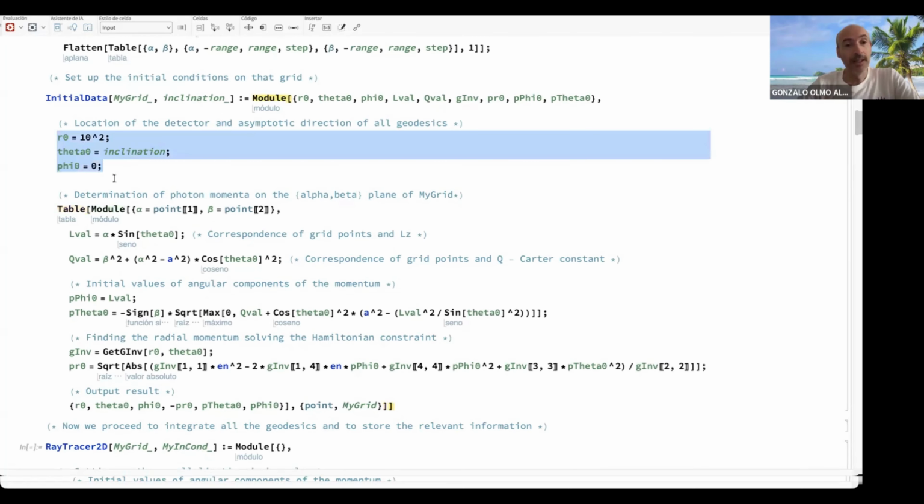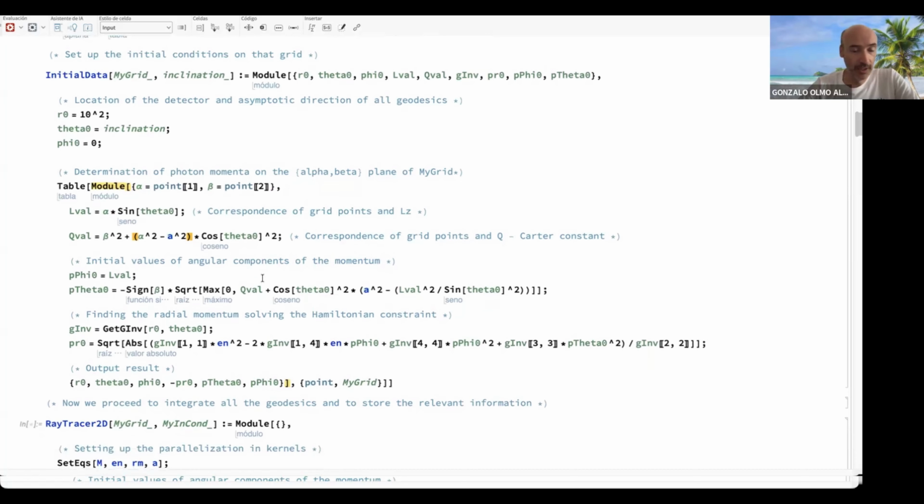So we have this initial data for all the spatial part of the grid points, and now we need the momenta, okay? Since we have the grid in terms of alpha and beta, we build the azimuthal angular momentum, LC, for each alpha and for the chosen inclination. And we also compute Q, the Carter constant, for this value of beta, alpha, and the parameters of the black hole. Since this is a rotating black hole, we have to include this part. This was already explained in the second lecture.